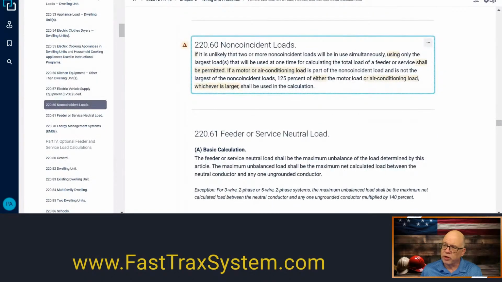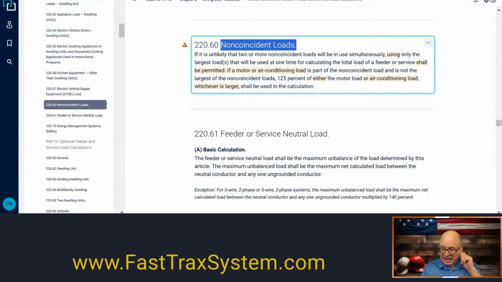This is where you're at in 220.60. It is non-coincident loads. When we're doing a calculation like this for an exam, or residential, or even multifamily, which some people say falls into the commercial, but for us it's a multifamily calculation, we have rules for it. In this case, we're looking for non-coincident loads. These are loads that will not be on at the same time.